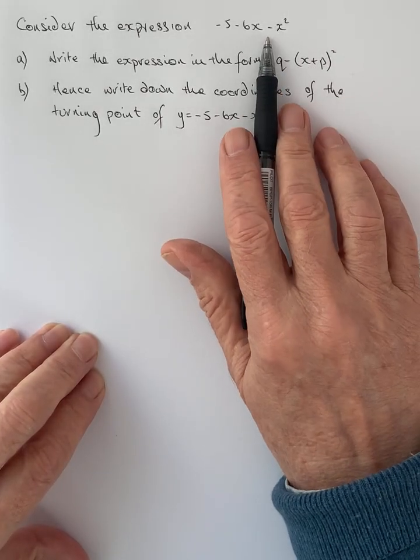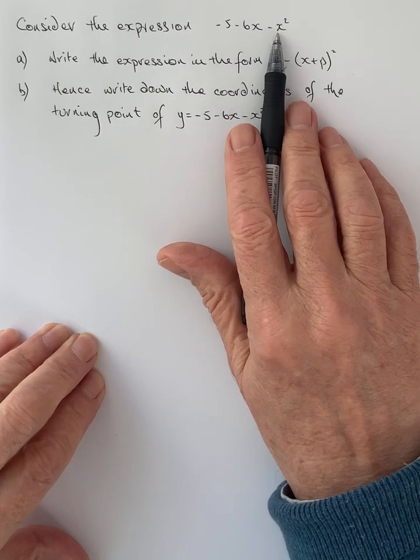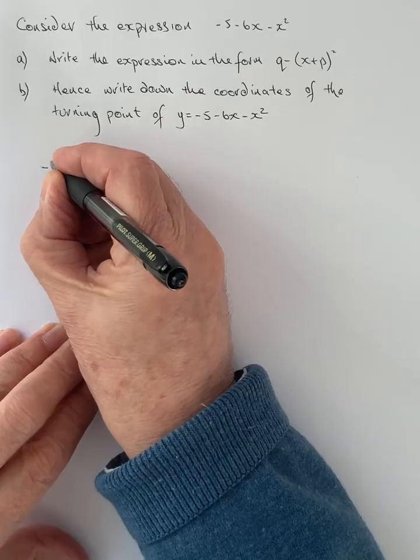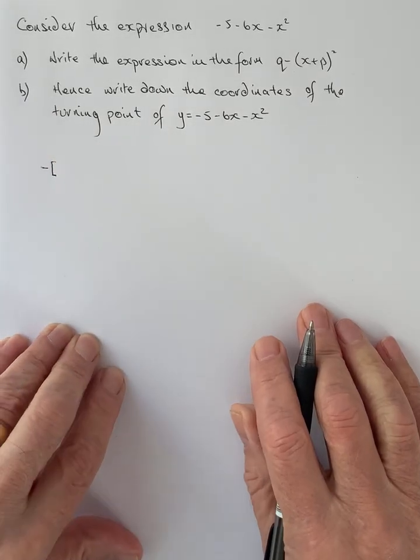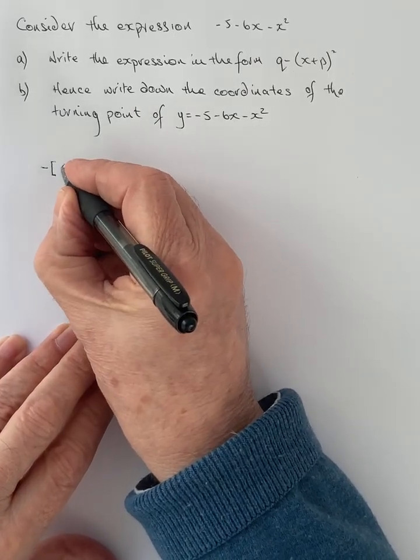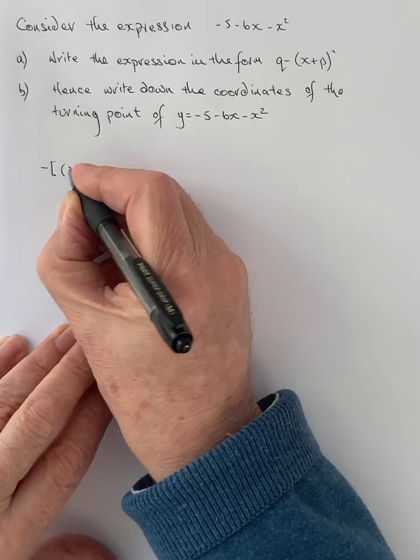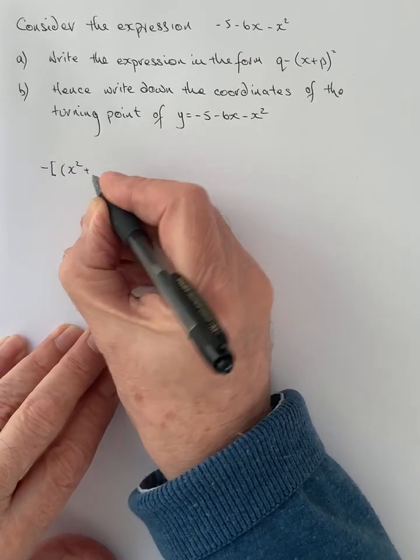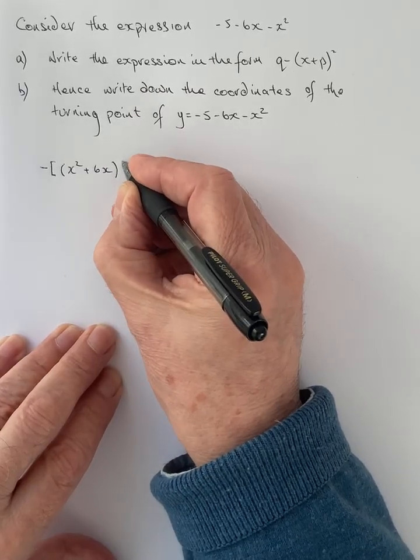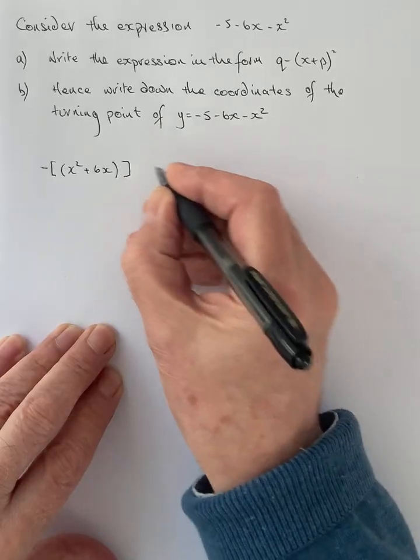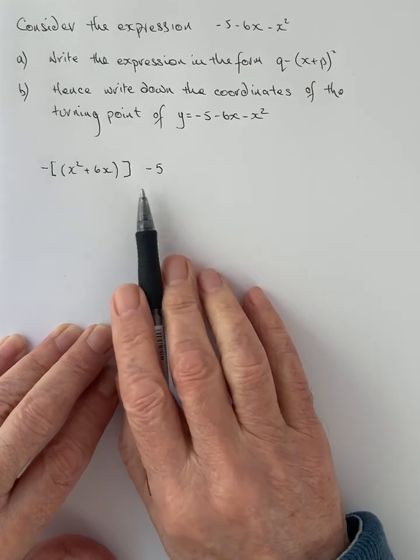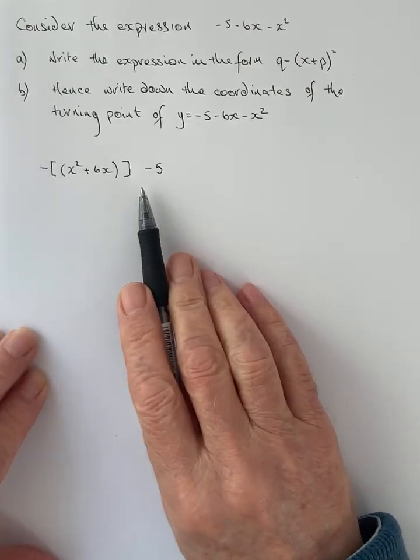So we have a negative x squared. This is effectively -1, so that goes outside of a square bracket like that. That's the first thing we do. And what we have in there, we'll put this into round brackets, is x squared plus 6x, close the brackets, and outside of the brackets we have our -5. So this has been removed from the factorization.